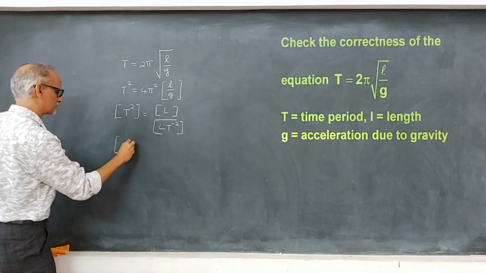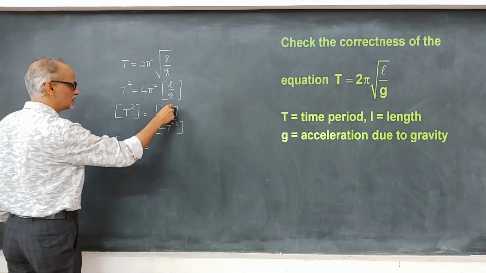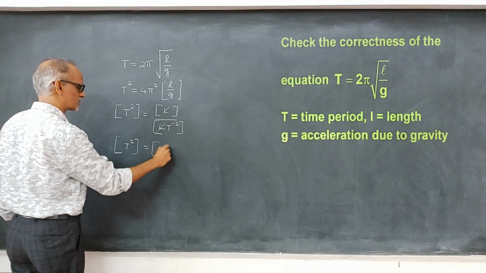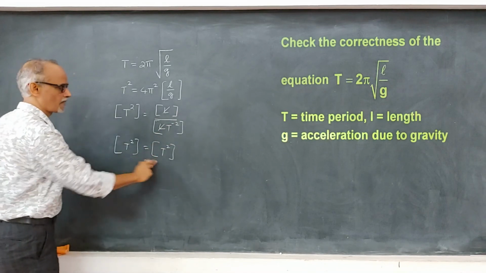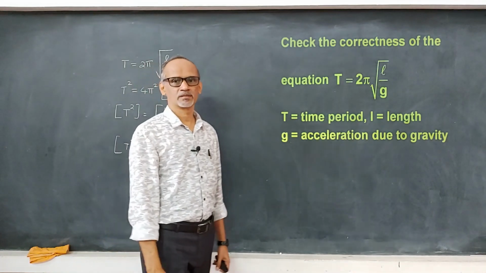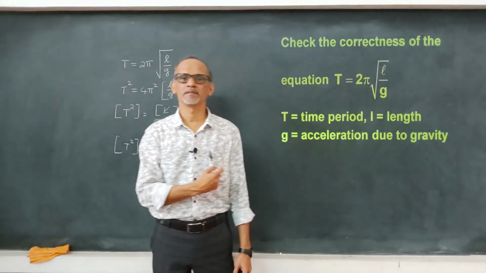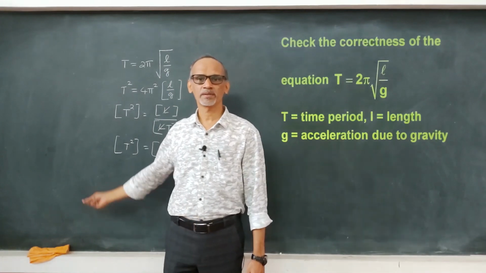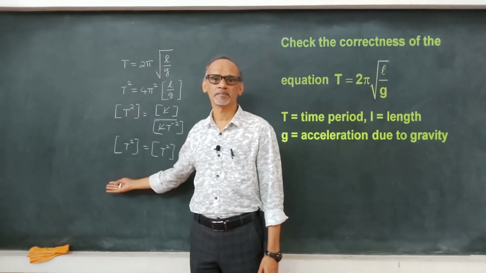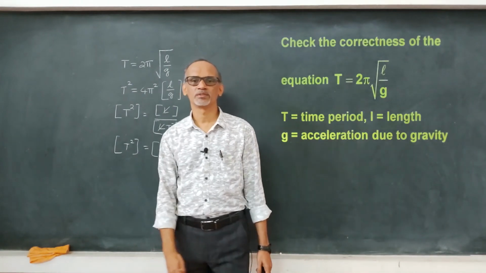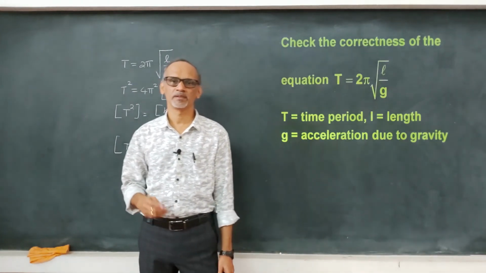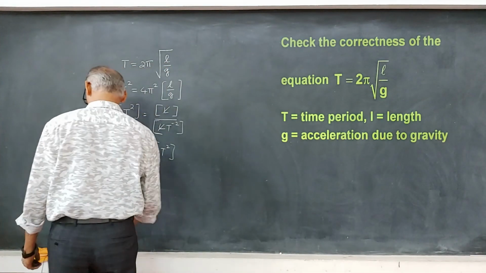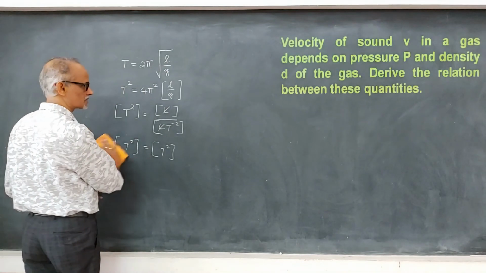So, let us simplify. T square, this L will get cancelled, T to the power minus 2 in the denominator, take to the numerator, it becomes T square. So, you can see both the sides of the equation have the same dimensional formula, that is why the given equation is dimensionally correct. So, this is how you have to write, you have to write that statement here. According to the principle of homogeneity of equation, all the terms have the same dimensional formula, that is why the given equation is dimensionally correct. Okay. So, let us see one more question.